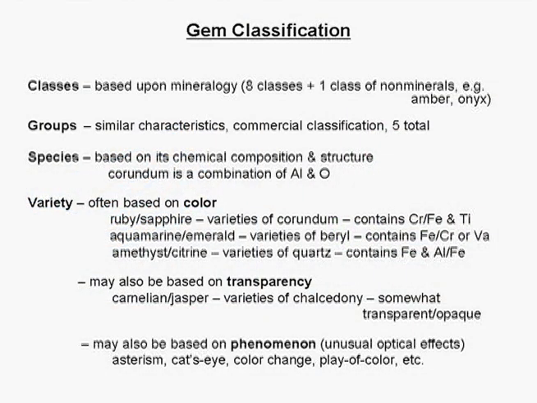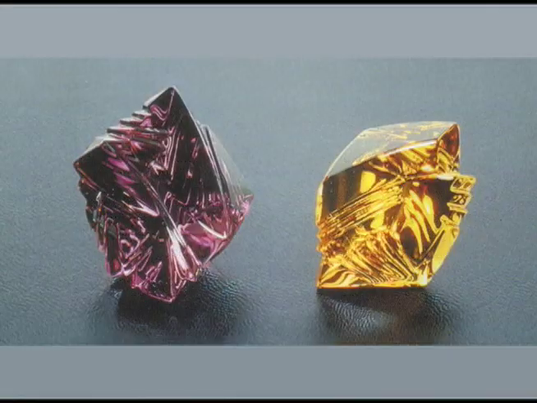Amethyst and citrine. These are varieties of quartz. Okay, so the first contains iron. The next one contains aluminum and iron. So if we look here, there we have the amethyst on the left and the citrine on the right. A very strange type of cut on that, as you can see.